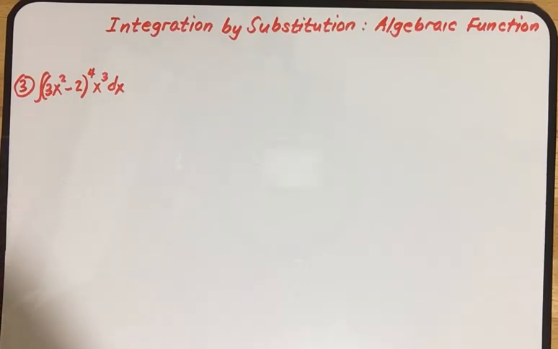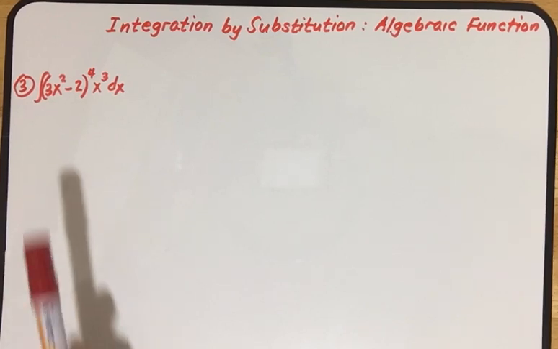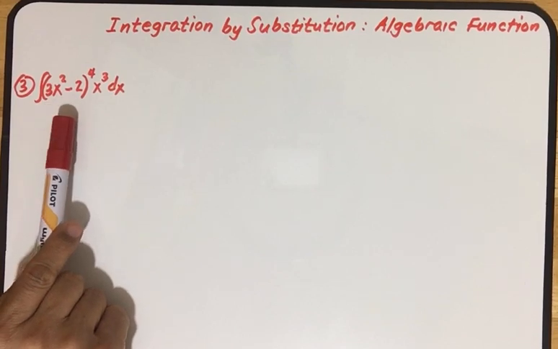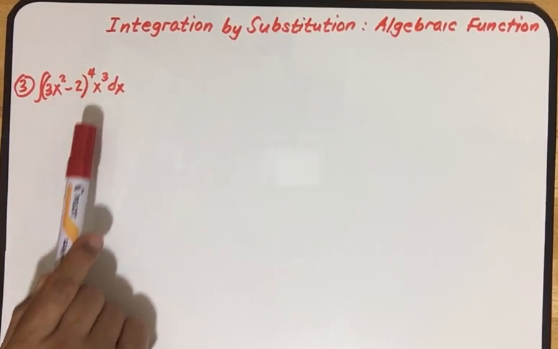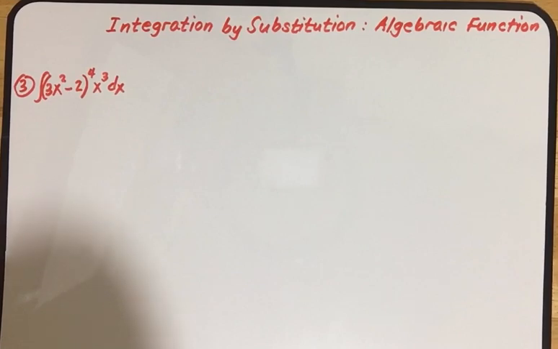So last time I gave you a number to solve. This is our example number 3: the integral of 3x squared minus 2 raised to the power 4 times x cubed dx. So in our topic, integration by substitution, specifically for algebraic functions, have you tried this, class? If you have noticed, this problem cannot be solved using substitution.